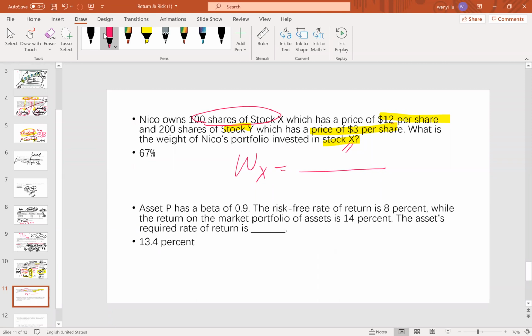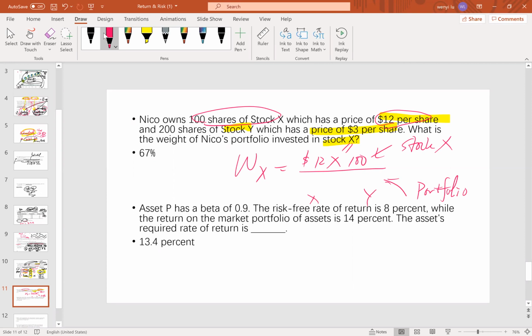What's the price per share for stock X? $12 per share, times how many shares? 100 shares. That's the stock X value. What's the total portfolio's value? The portfolio includes both X and Y stock.